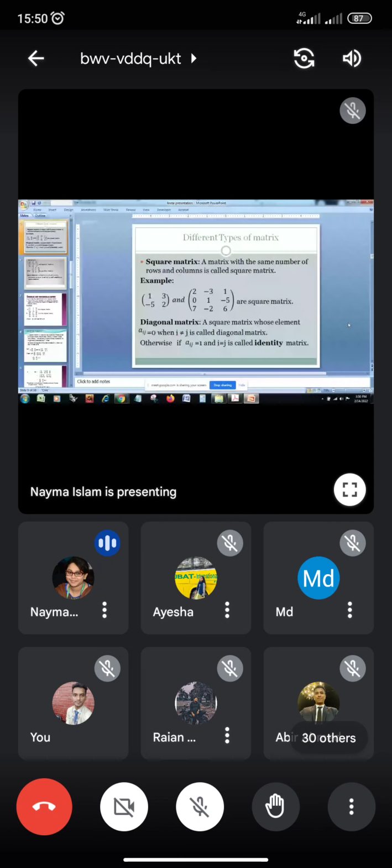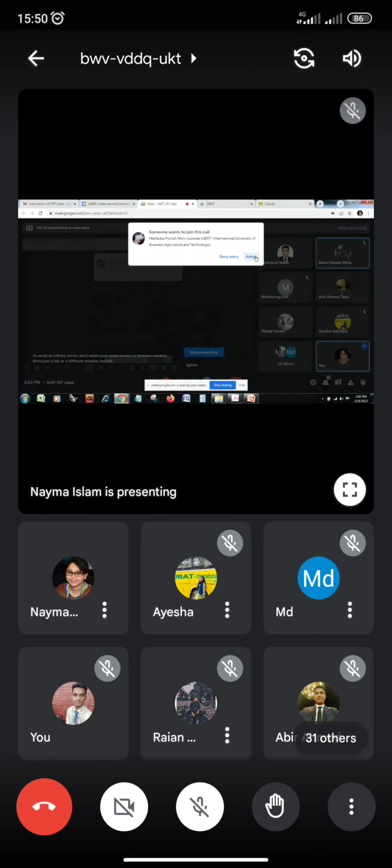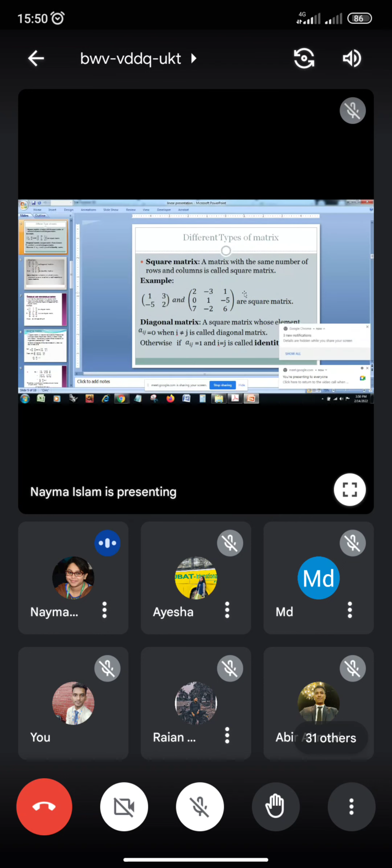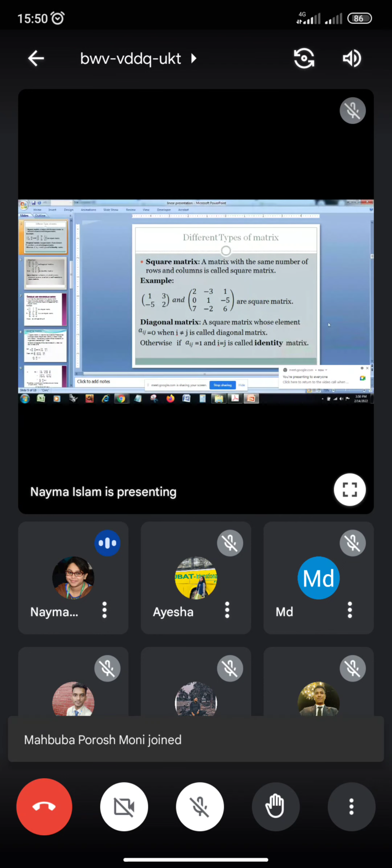Now, these are the different types of matrices. There are several types of matrices. One is the square matrix, which has the same number of rows and columns. It is called the square matrix. Then the diagonal matrix. A diagonal matrix is also a square matrix, whose elements aij equal 0 when i is not equal to j.